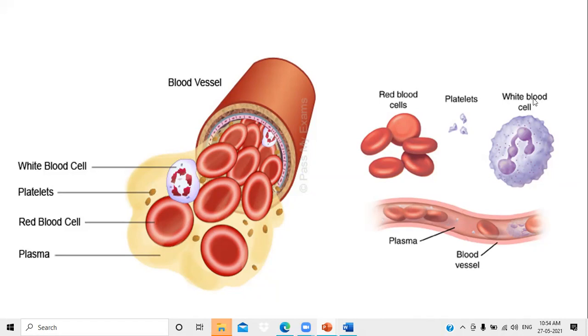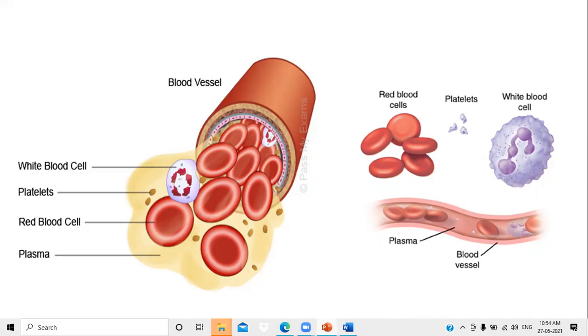What about the white blood cells? The white blood cells are responsible for your immunity. This is your defense system. This is what kills any viruses or bacteria or any foreign substances that get into your body. You can resemble them as the army. They defend your body against anything that wants to harm it. So those are the white blood cells.